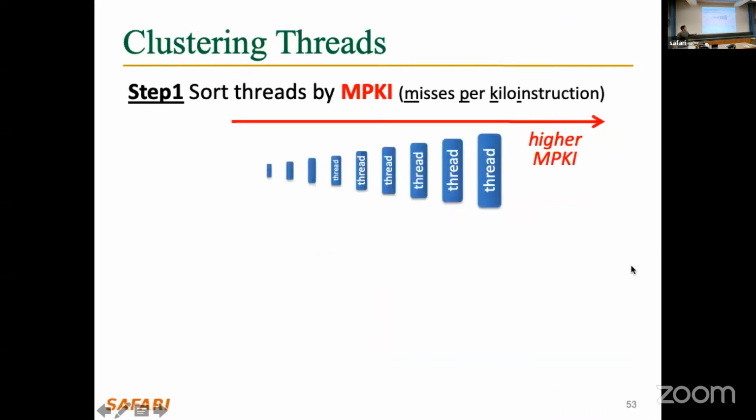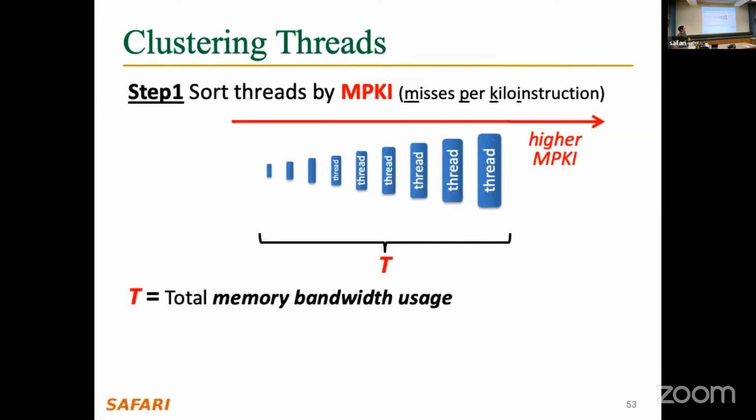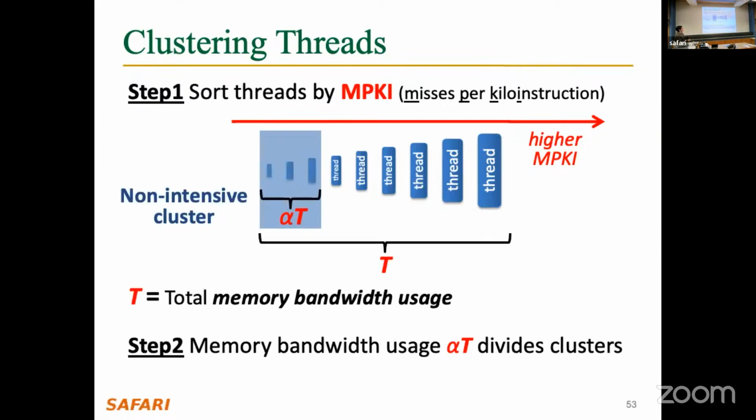Okay, so how do we cluster threads? We sort them by their MPKI. You can think of this as how many requests they schedule to main memory every 1,000 instructions. And we will have a cutoff point somewhere on the slide to determine which threads belong to the non-memory intensive cluster and which threads belong to the memory intensive cluster.